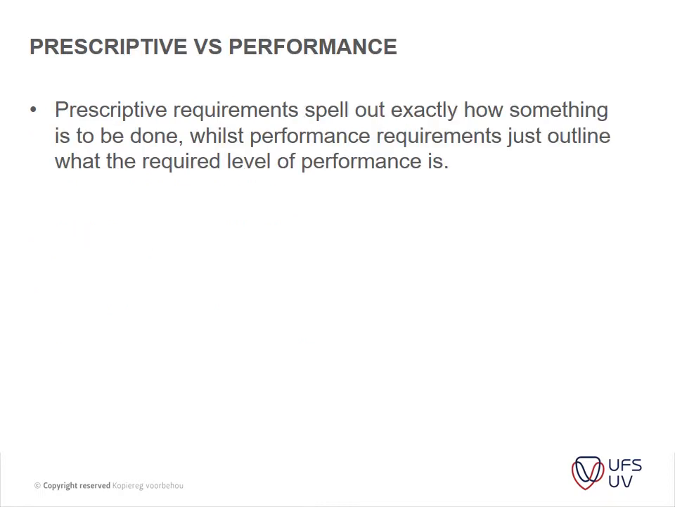Okay, so this brings us to the prescriptive versus performance specifications. Prescriptive requirements usually spell out exactly how something is to be done, whilst performance requirements just give an outline of what the general requirements and the level of performance are, and it really leaves a lot to the designer or, for instance, a design and build contractor to do a specific design and installation.